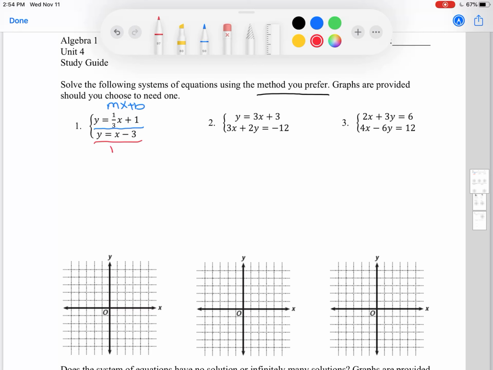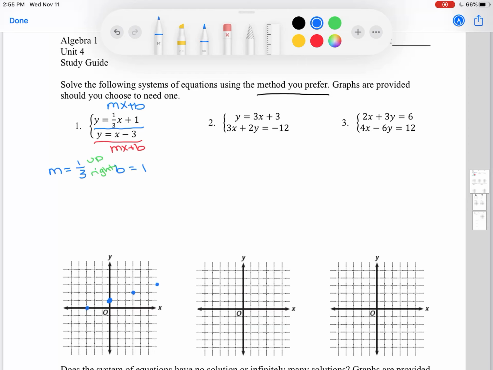So to get started, on question 1, if you take a look at both of our functions, they both say y equals, and so they're actually both in slope-intercept form. So the reason why I'm going to choose to graph question 1 is because they're both in mx plus b form. They're ready to go. For the first function, my slope is 1/3, and my b is a positive 1. And by knowing that information, I can put that on my graph.